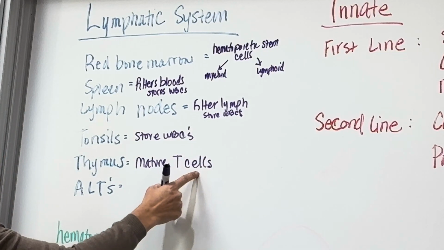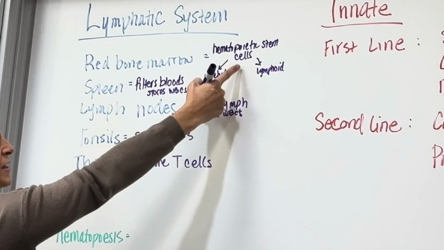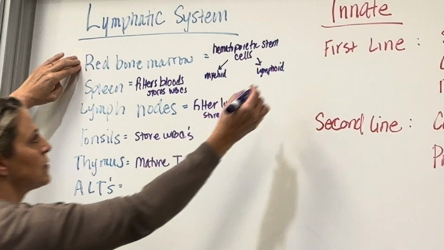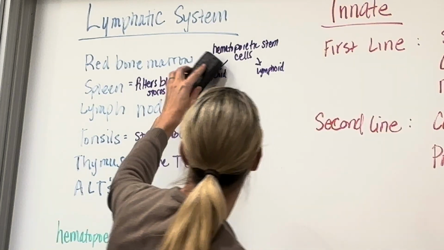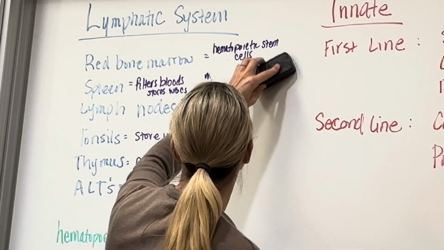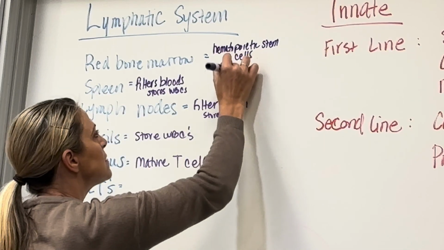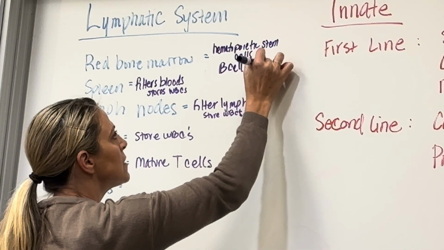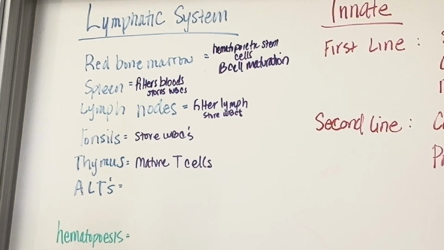And where are T cells born? In the red bone marrow. Red bone marrow. Yep, everything is born in the bone marrow. Also, what cells mature in the bone marrow? The B cells. Okay, let me erase this just to keep it nicer. B cell maturation, we're going to talk about that today. B cell maturation, T cell maturation, we'll talk about today.